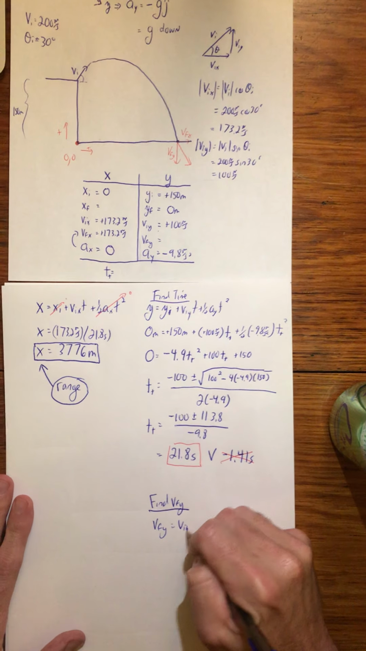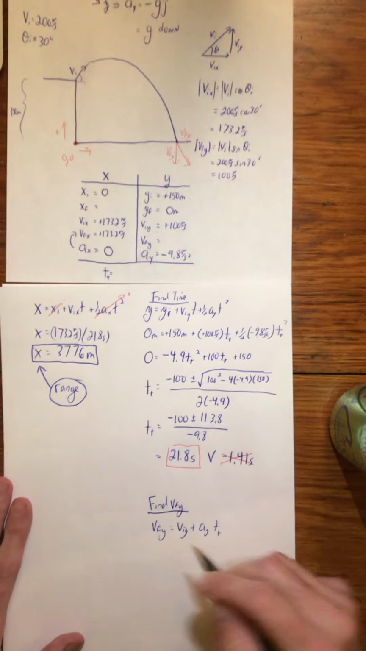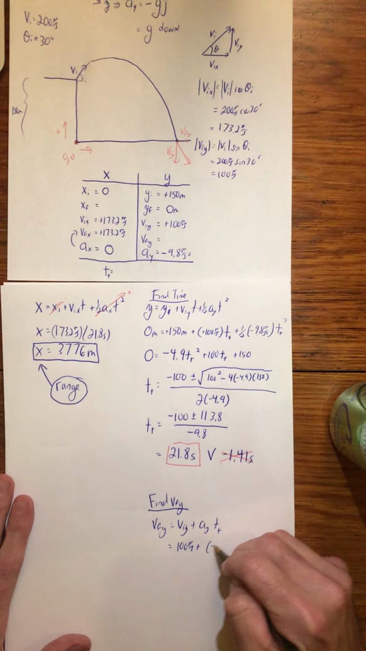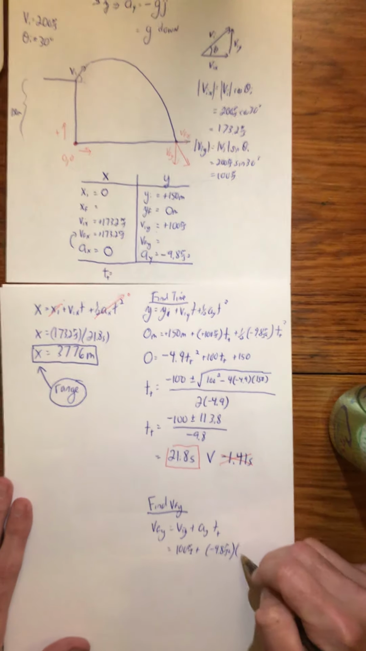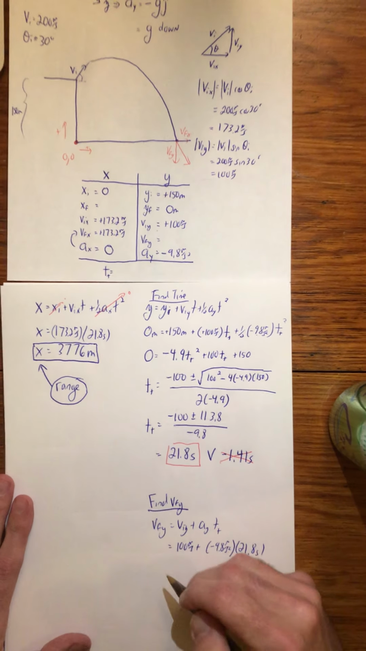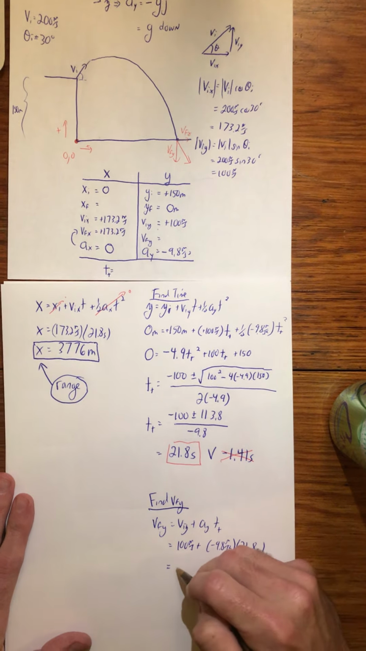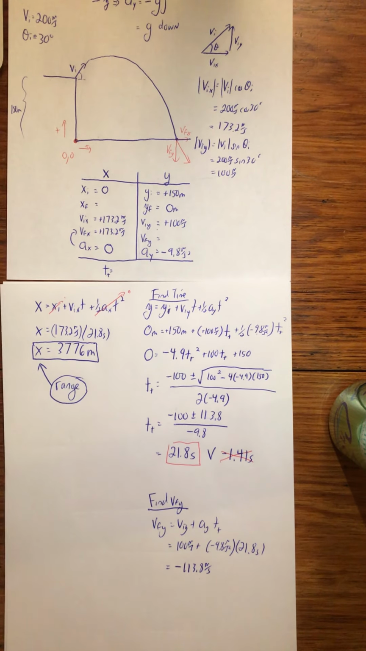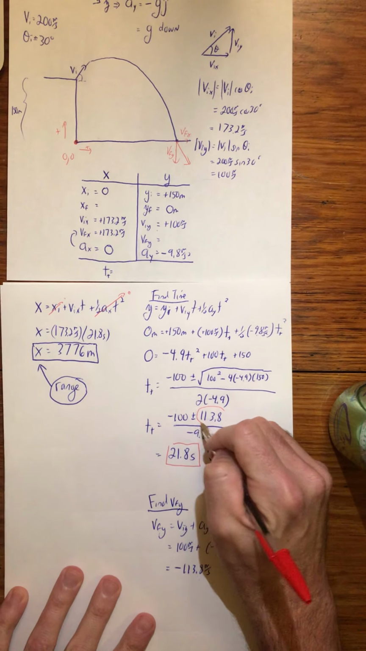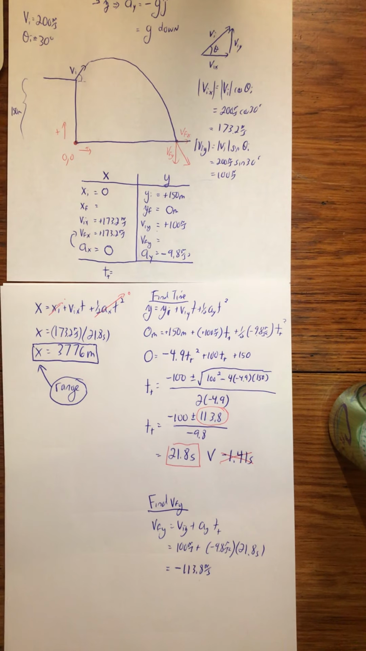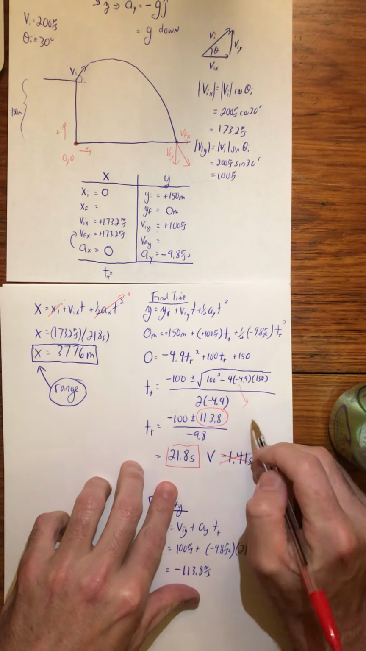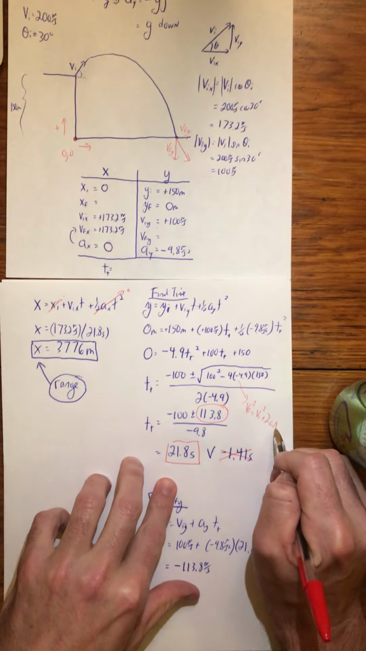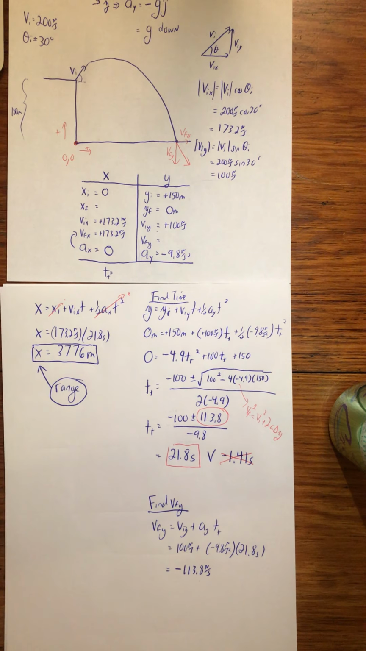VFY is going to be VIY plus AY T total. So that's going to be 100 meters per second plus negative 9.8 meters per second squared, times 21.8 seconds. Throw that into your calculator, and you will find out that that answer is negative 113.8 meters per second, right? Or within rounding. You'll note that that is the same number as this number here. And there's good reasons for that, because this equation is just a rewriting of VF squared is equal to VI squared plus 2A delta Y, right? So it does come out the same.